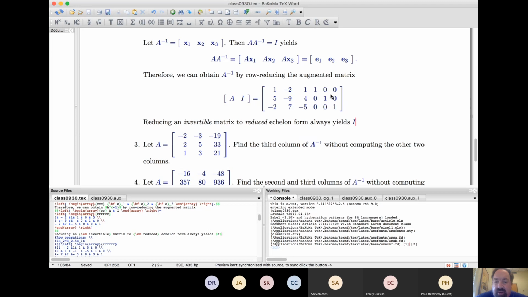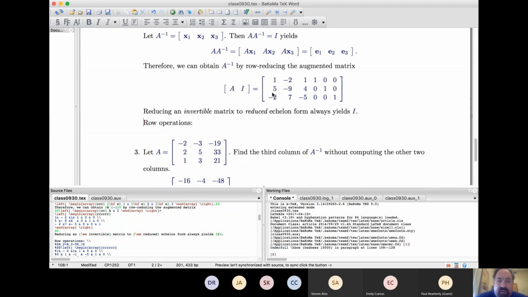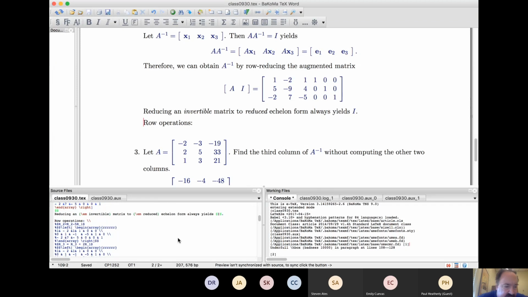And what you'll have over here are the solutions of these systems: AX1 is E1, AX2 is E2, AX3 is E3. In other words, A inverse will appear over here. So that's one way to get the inverse: just reducing A to reduced echelon form, but performing the same row operations on the identity. And that will give you the inverse. So let's see what happens.